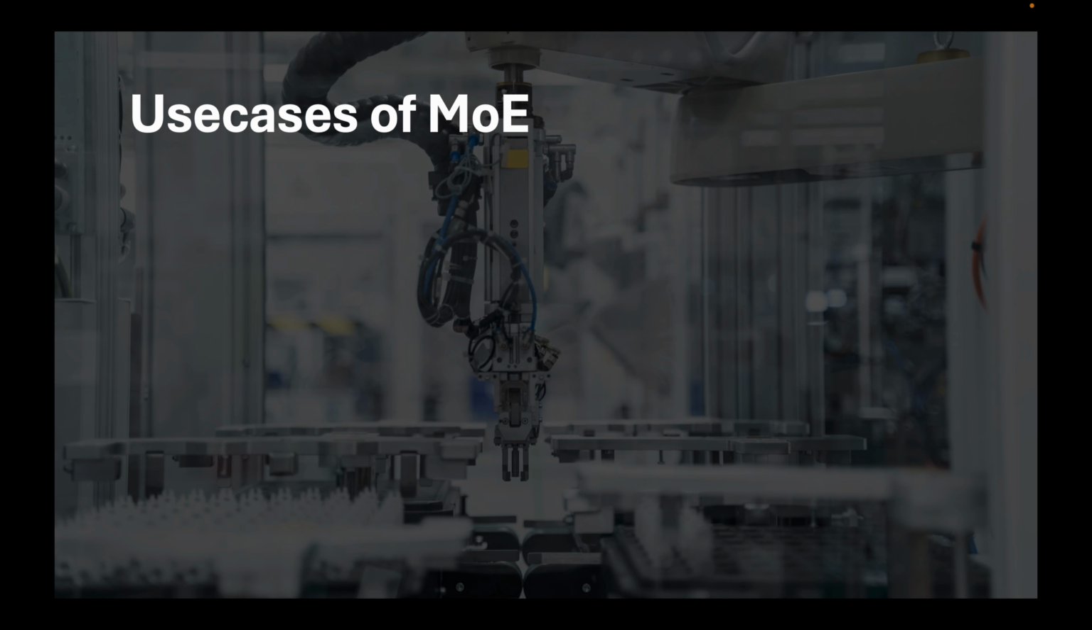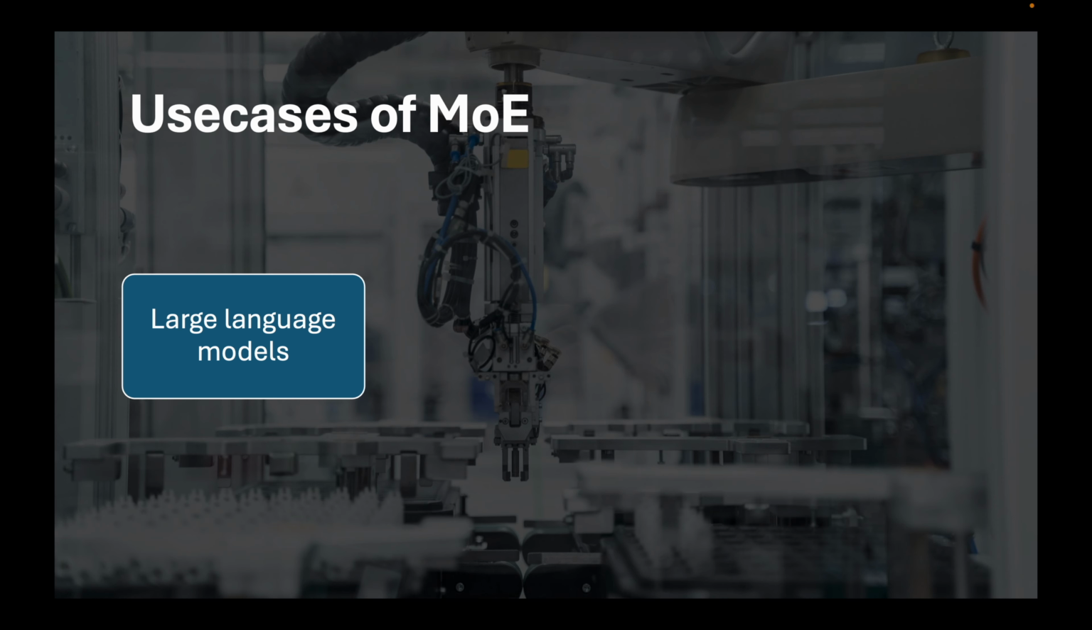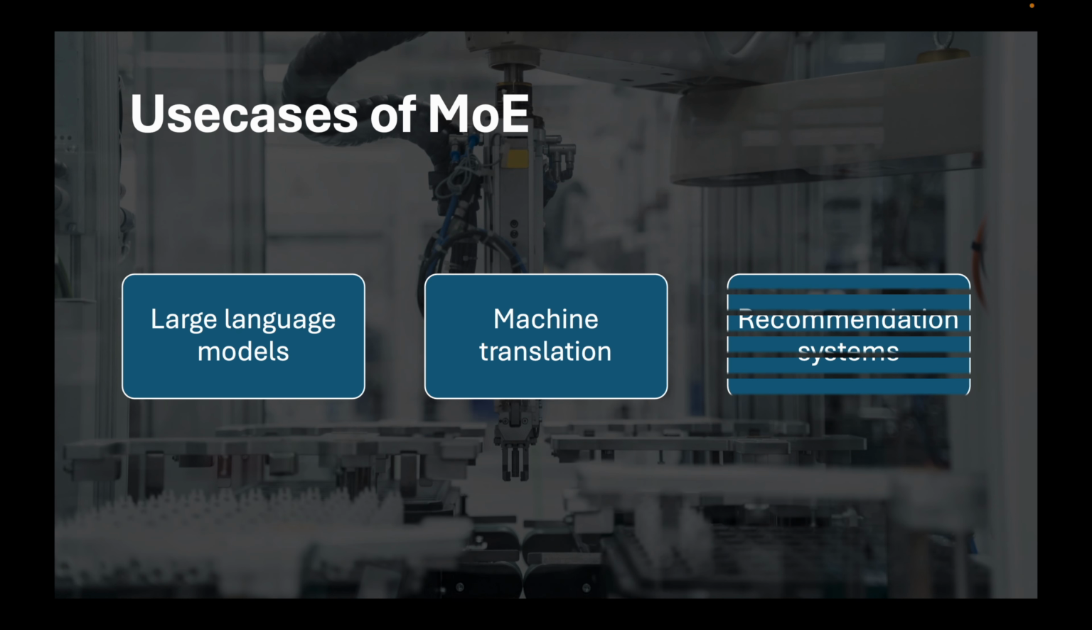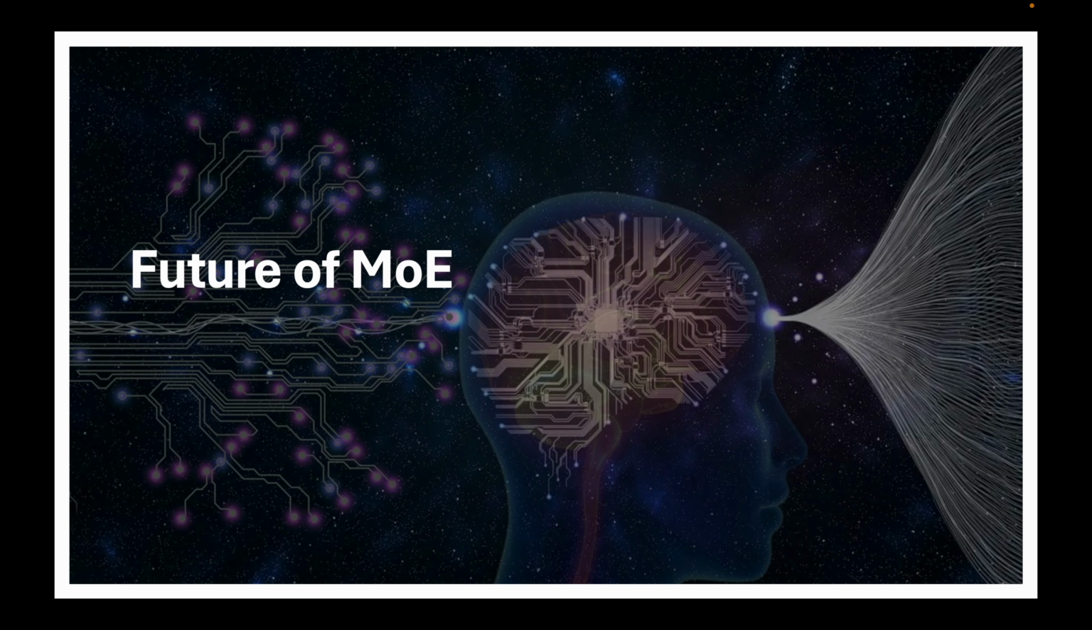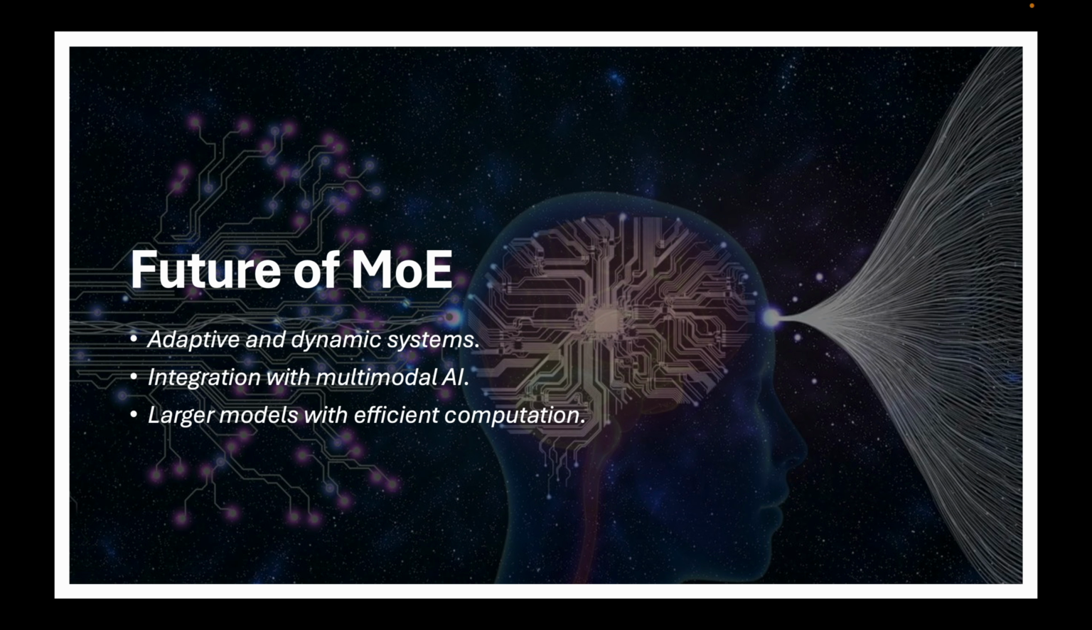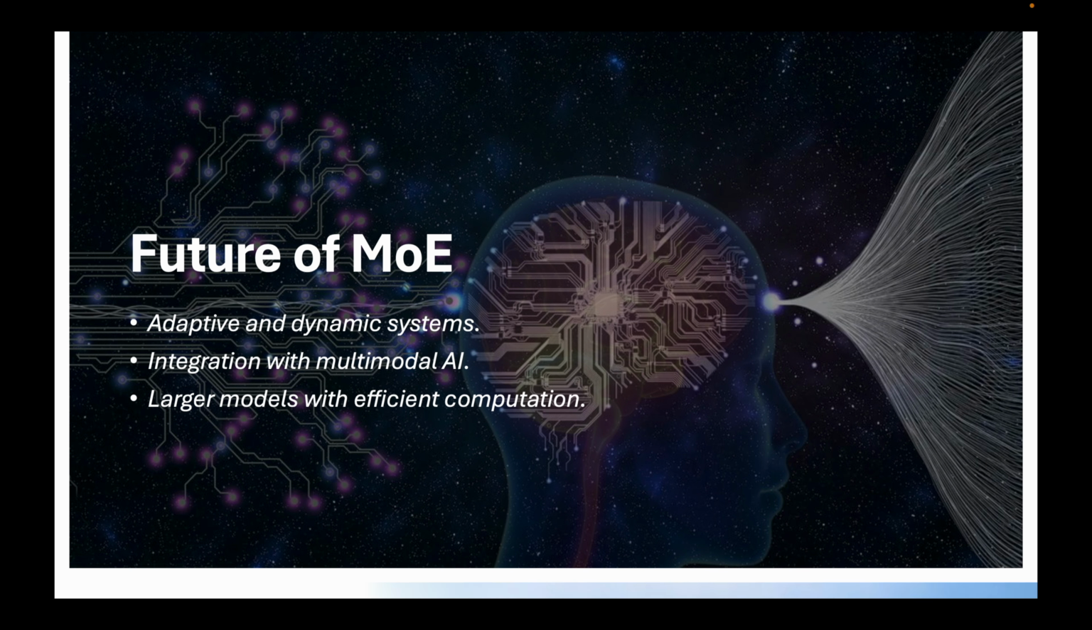Use cases of MoE. MoE is used in advanced AI systems for large language models, machine translation, and recommendation systems. Different AI models use MoE to handle large workloads efficiently. Future of MoE. The future of MoE is very promising. It leads to more adaptive and dynamic systems. There will be integration with multimodal AI systems. Larger models with efficient computation can be developed. Hence, MoE is a key method to scale artificial intelligence.